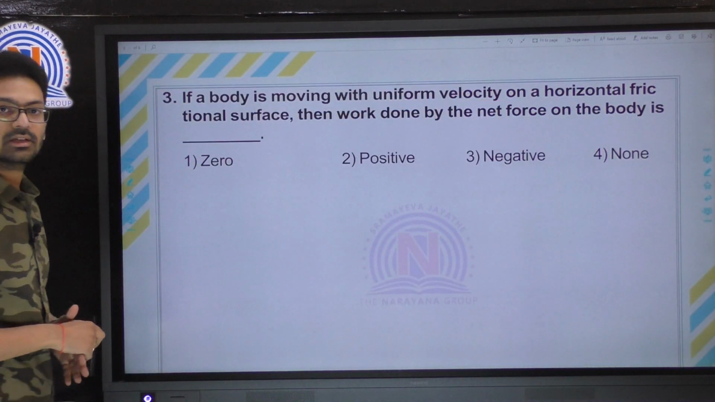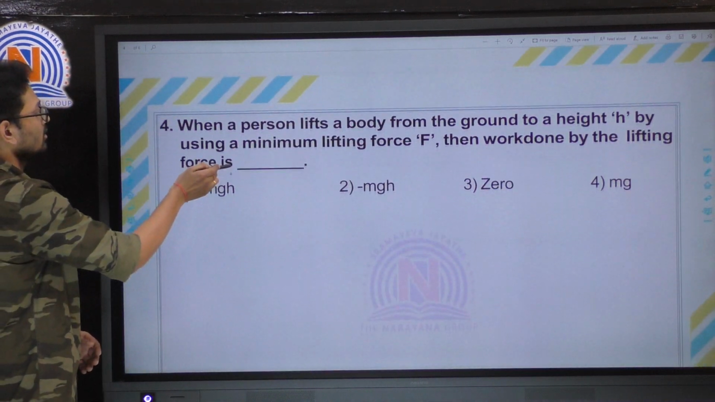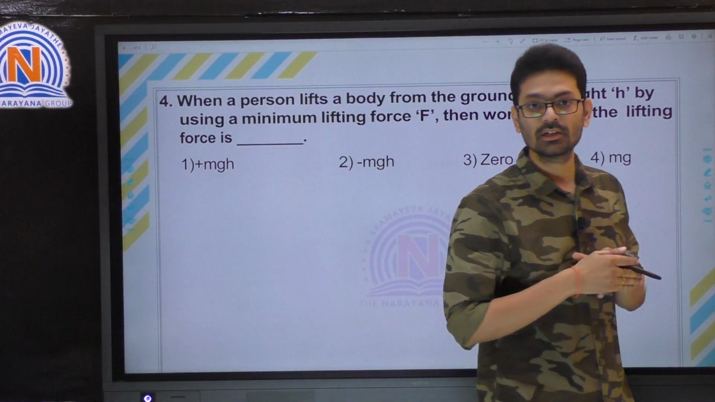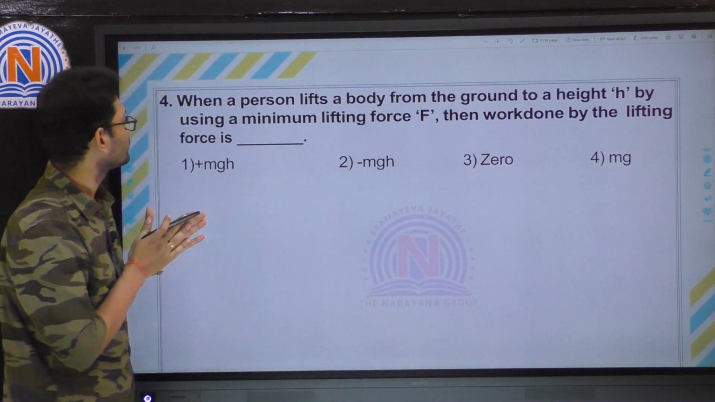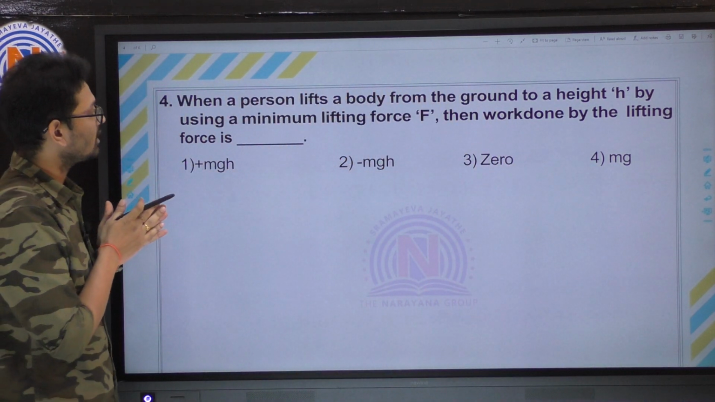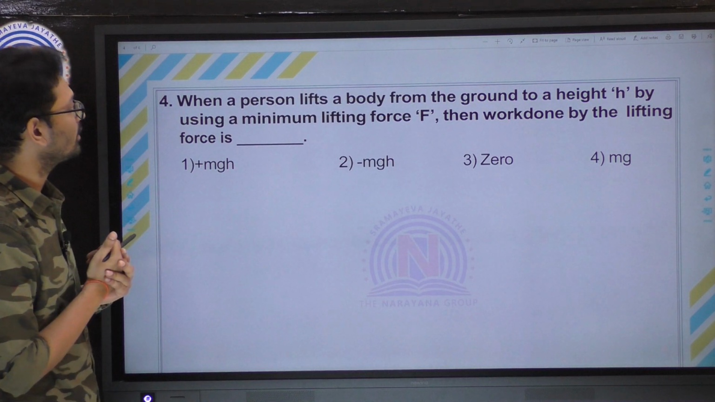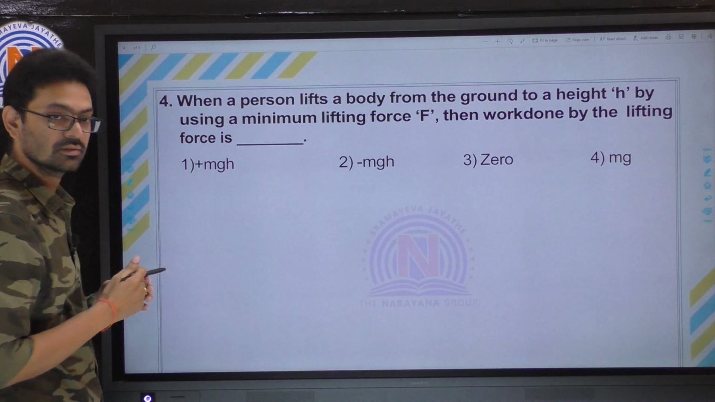Right. Let us discuss another question. Now, the fourth question. Right. When we want to talk about this fourth question, let us see. When a person lifts a body from the ground to a height h by using a minimum lifting force F, then the work done by the lifting force.